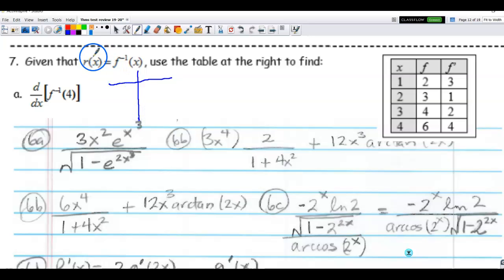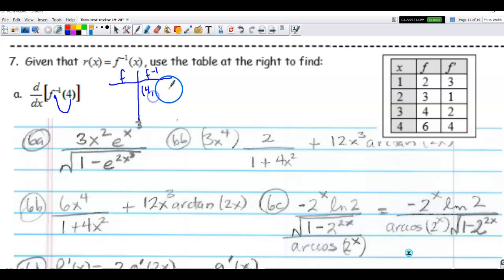Not sure, I don't think the R is actually coming into play. Yeah, I don't think so. I think we just have F and F inverse. This R doesn't come up in the problem. And this is asking me for the derivative of the inverse at 4. So 4 is an x value of the inverse.